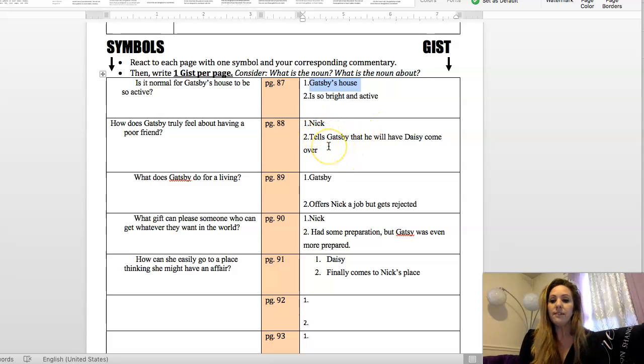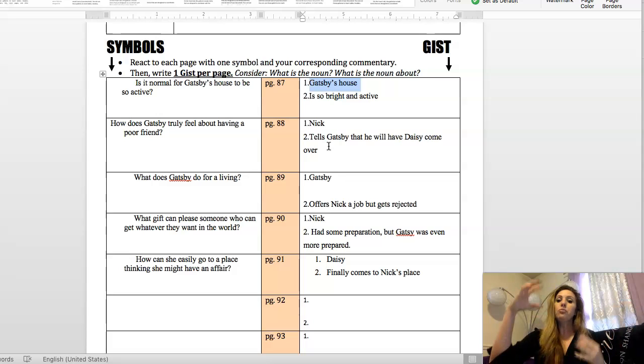So the next page, he said it's mainly about a person, Nick. And he asked himself, what is it saying about Nick? What is it saying about the person or the noun? And he put, it's about tells Gatsby. In this case, if you think about it, he's saying Nick tells Gatsby that he will have Daisy come over. That's what that page is about. And that's true. If you read that page, it was a conversation.